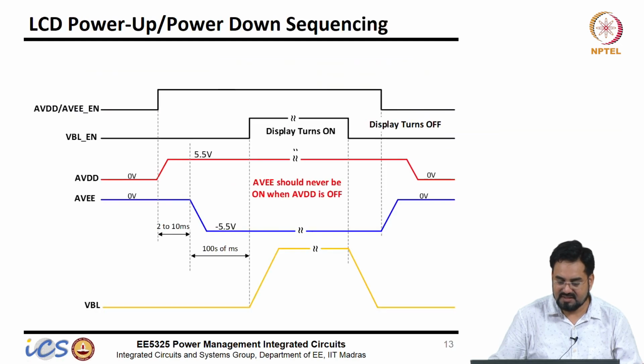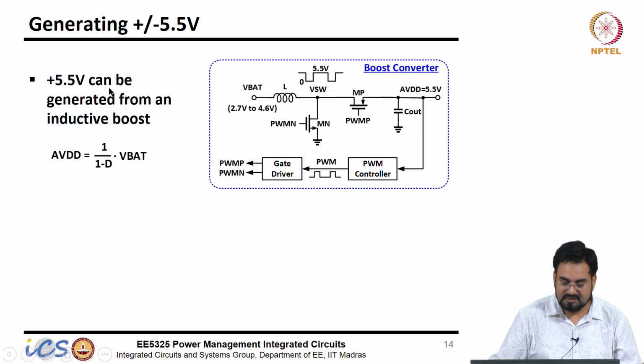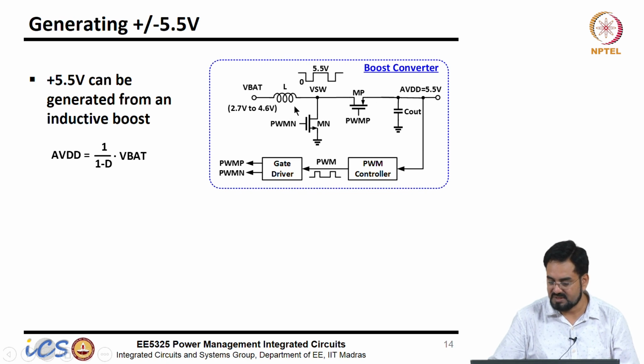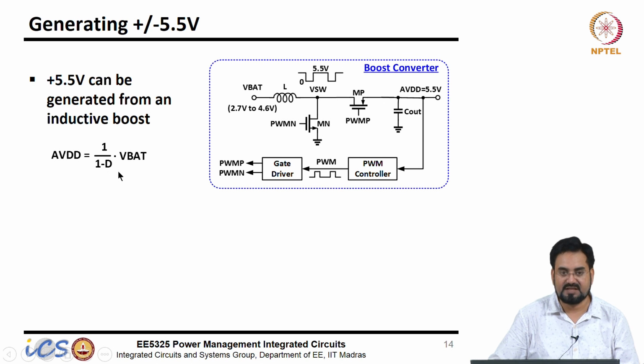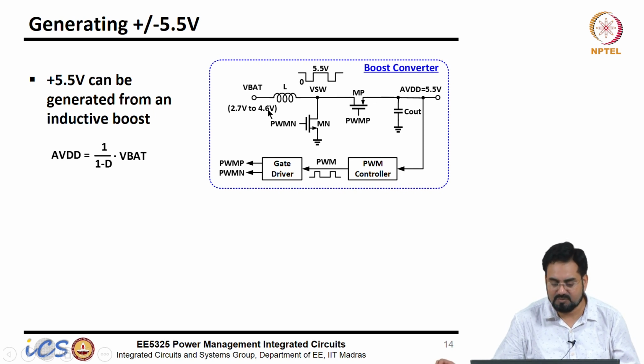So let's see how we generate these supplies, plus minus 5.5 volt, and then the backlight, which is higher voltage. For plus 5 volt, you can simply use a boost converter, and we already covered in one of the lectures how the boost converter works. So it's a simple inductive boost regulator, and we know the output voltage will be 1 over 1 minus D times V bat, where V bat is the battery voltage which is changing from 2.7 to 4.6 volt.